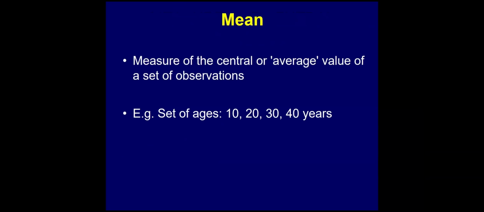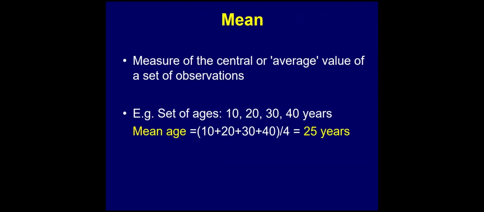So the first thing is mean. It is nothing but the average of all your observations. Say, for example, you have 10, 20, 30, 40 years. There are 4 observations here. When you add all these values and divide by the number of observations, that is 4, you get your mean. It is nothing but average.